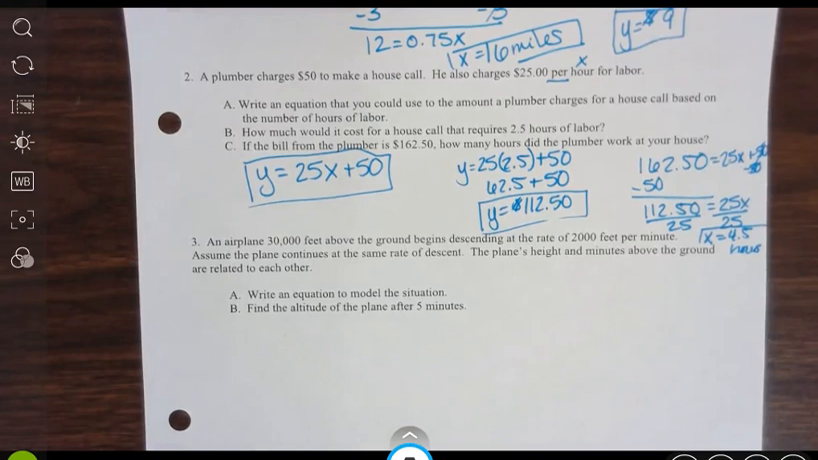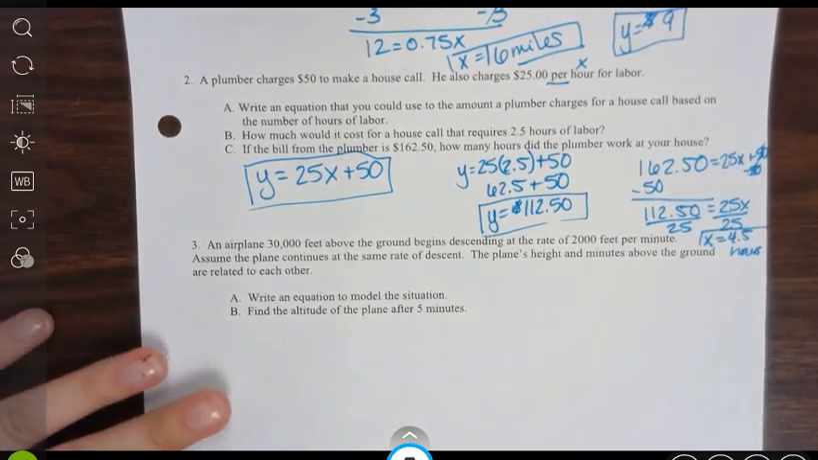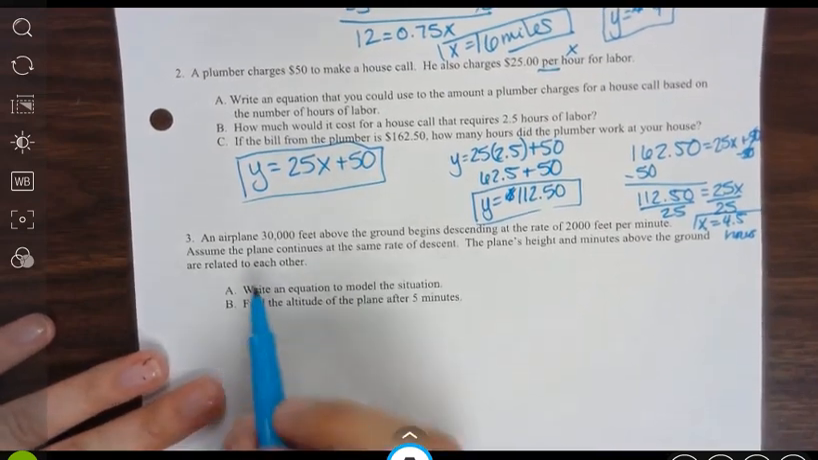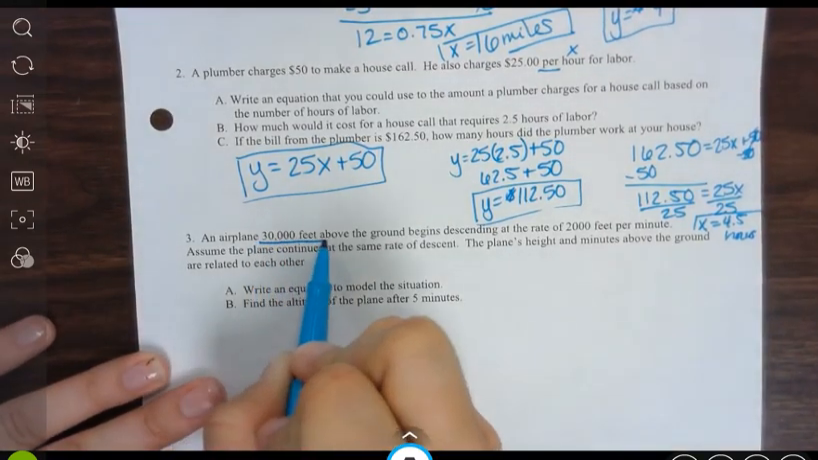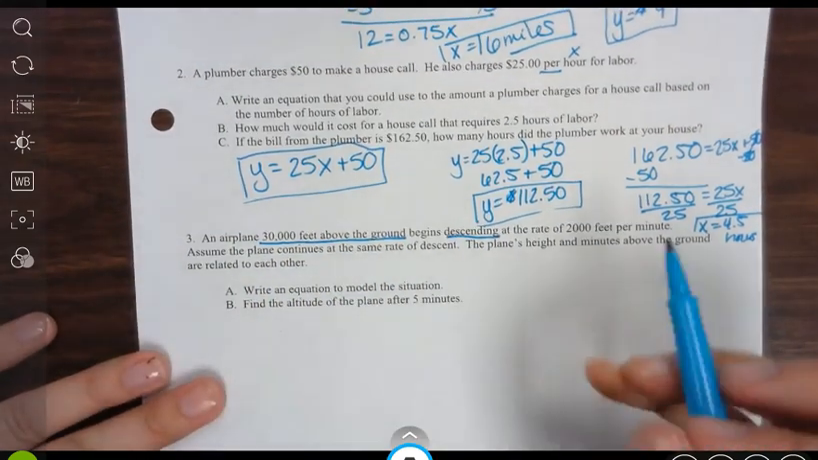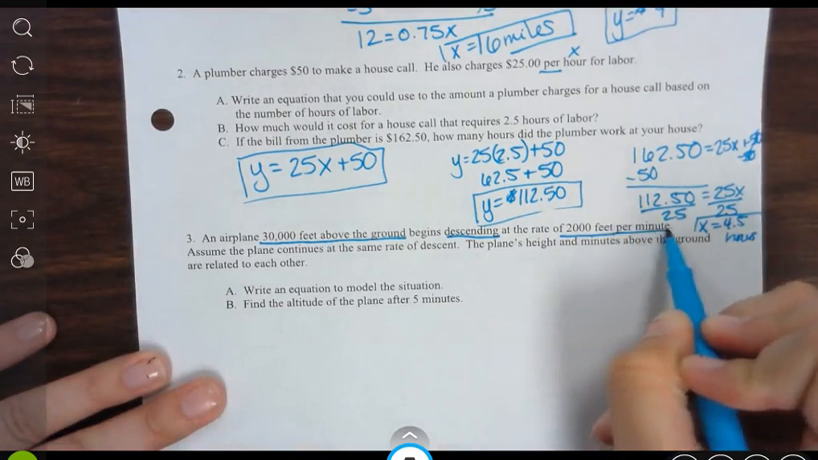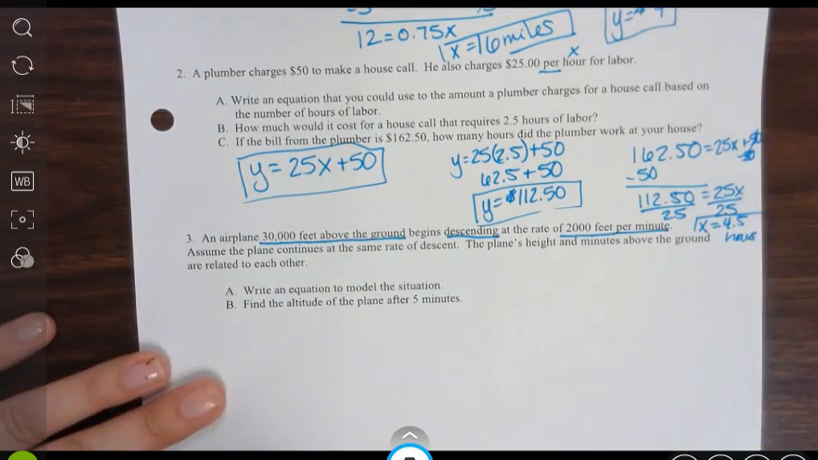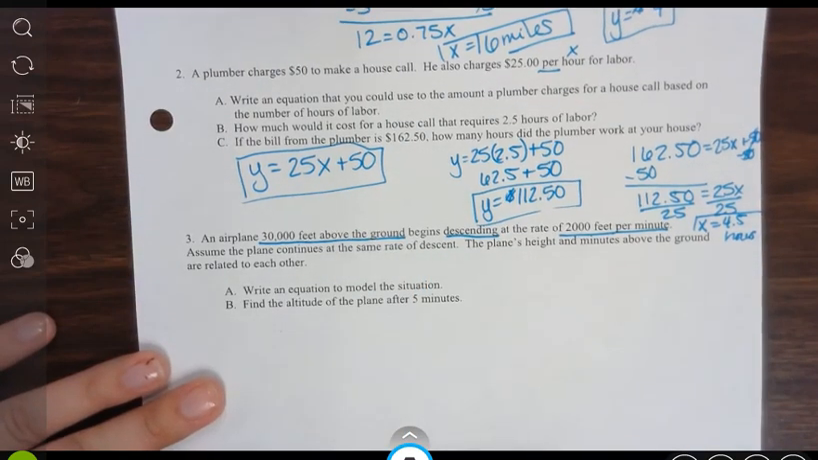All right, I want you to try number 3 on your own. You got to be careful on number 3 because there's some key words. I'm going to help you underline those. So it says an airplane was 30,000 feet above the ground and it begins descending at a rate of 2,000 feet per minute. It says assume the plane continues at the same rate of descent. The plane's height and minutes above the ground are related to each other. So I want you to pause the video for just a second and try this one out and then come back and see if you're right.